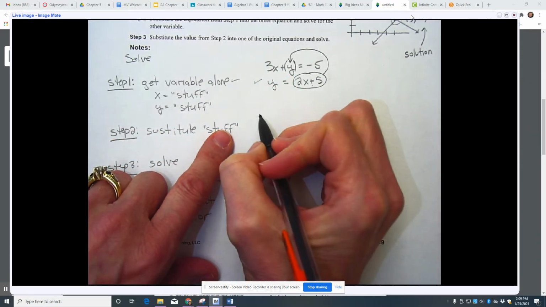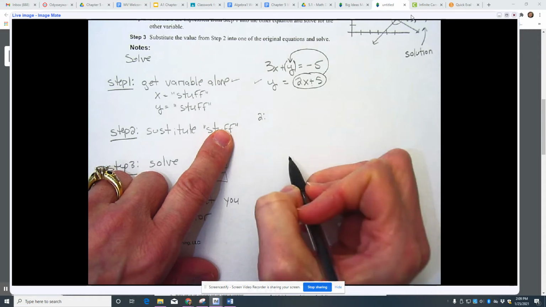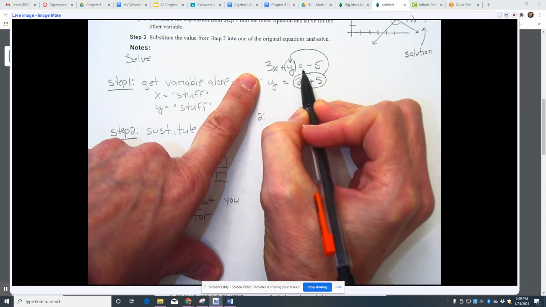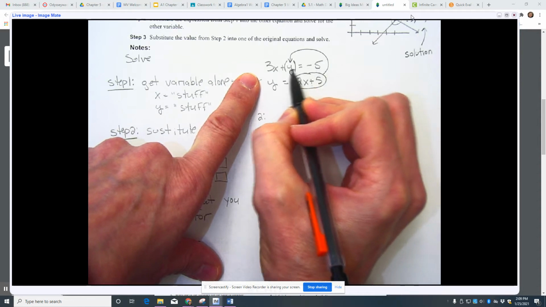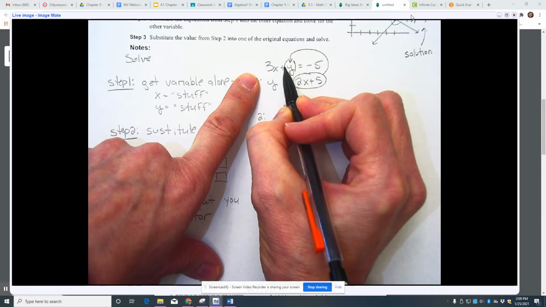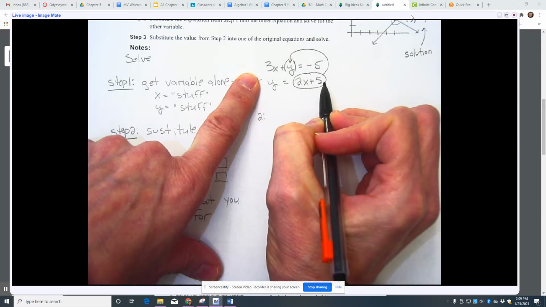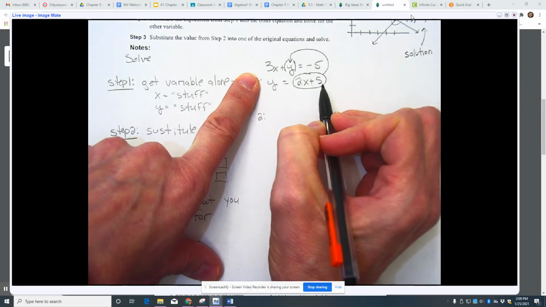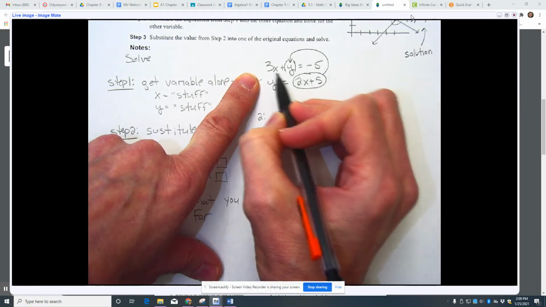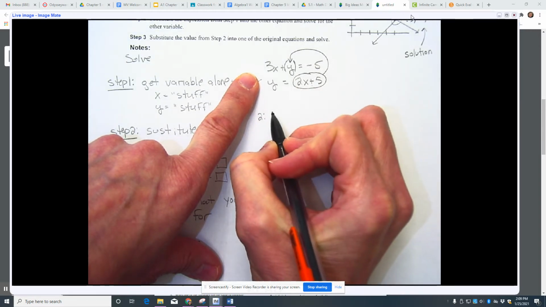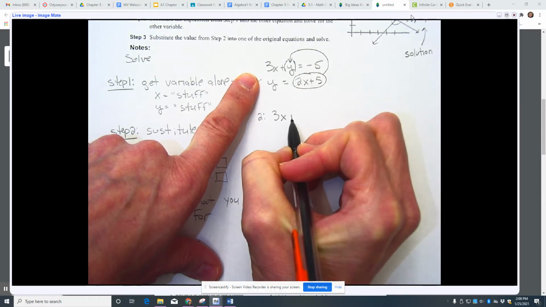So this is step 2, and I'm going to rewrite this equation, 3x plus y equals negative 5. But when I get to the y, I'm not going to put the y. When I get to that parenthesis, I'm going to say, ooh, I got to stop and substitute in 2x plus 5. So watch me do this, then write it. 3x plus, that's all a copy job. So I'm going to have 3x plus.